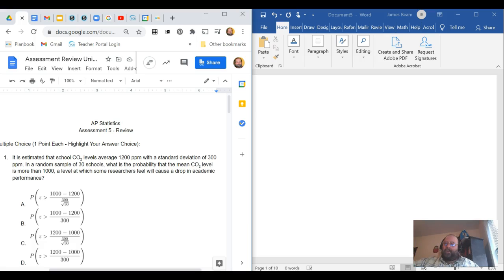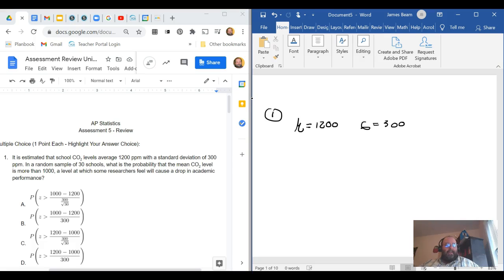Okay, so we're going to work through the solutions for the Assessment 5 review here. In the first problem, it says it is estimated that the school CO2 levels average at 1,200 parts per million. So in number one, that is a statement about the population parameter. We're going to assume that the mean averages around 1,200 with a population standard deviation at 300.